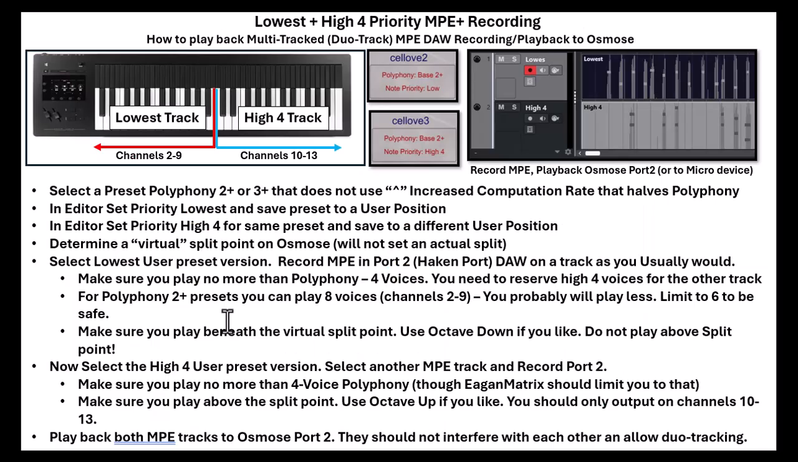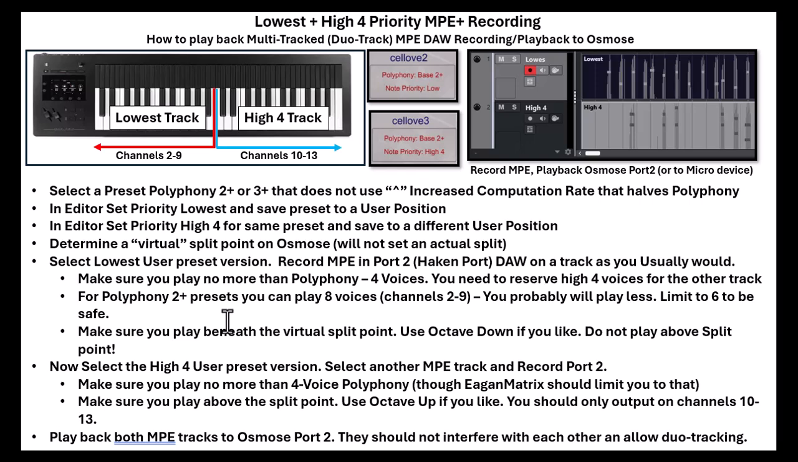Why might I want to use low and high priority? Why not just always set things to the default? Well, as it turns out, you can play some tricks using lowest plus highest priority to allow you to multi-track, or actually duo-track, an MPE DAW recording. Remember that the Osmose and Continuum are not polytimbral instruments. You can only play the one preset that is loaded if you're playing it back from a DAW.